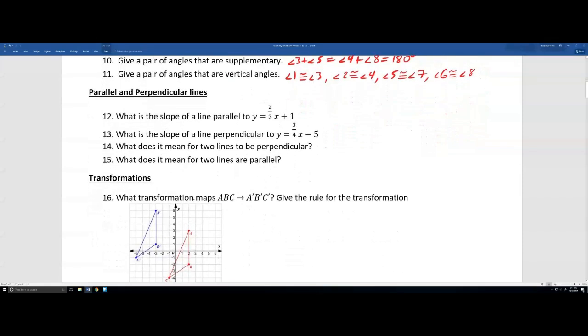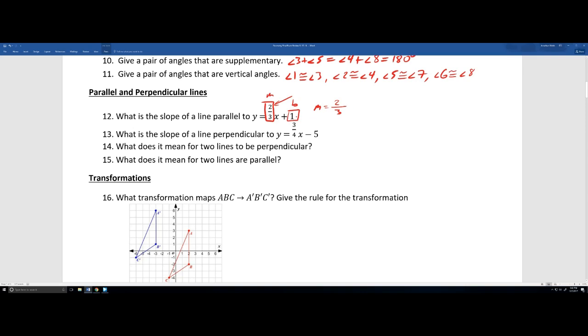All right, so moving on to parallel and perpendicular lines. What is the slope of a line parallel to y equals 2/3 x plus 1? Well, I noticed that my slope here is 2 over 3. And then my initial value, my y-intercept, is 1, my b. So remember, parallel lines have to have the same slope. So the slope that would be parallel to this one would be the same. So my slope here would have to be 2/3 in order for another line to be parallel.